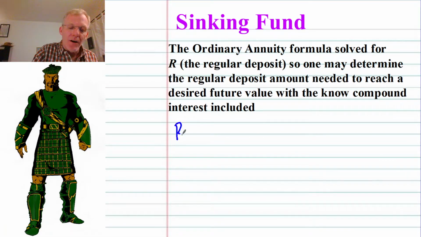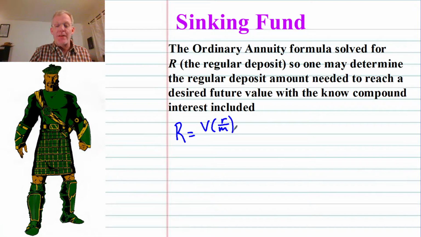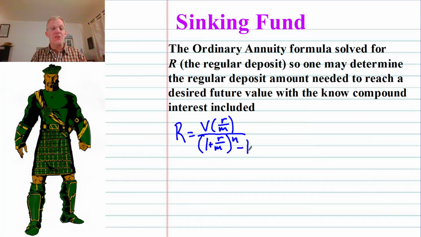R equals V, the final amount we're looking for, times the interest rate as a decimal, divided by the number of times compounded per year, all divided by 1 plus the rate divided by the number of times compounded per year, to the n, the total number of times compounded over the life of the sinking fund, minus 1. So this is really just the same thing reversed, right? We've just solved for R now.